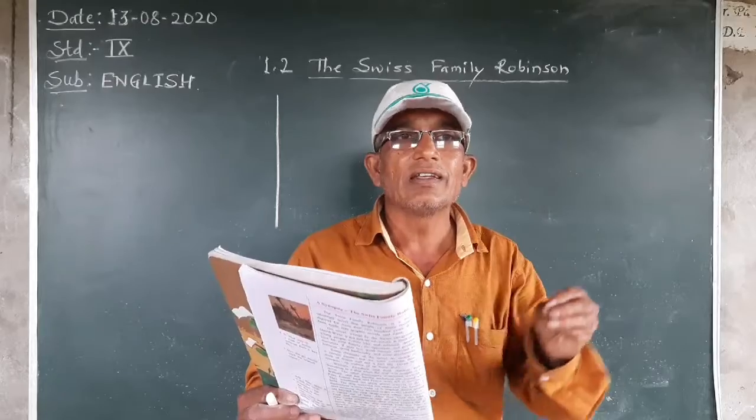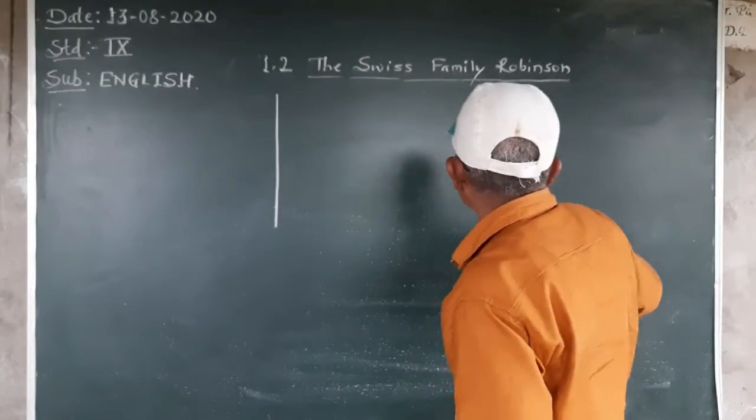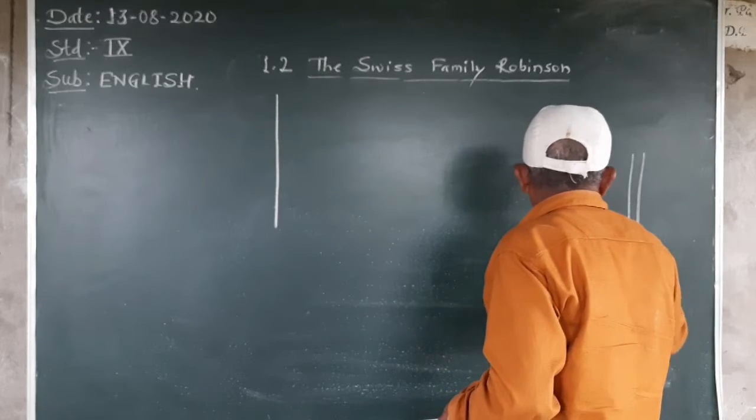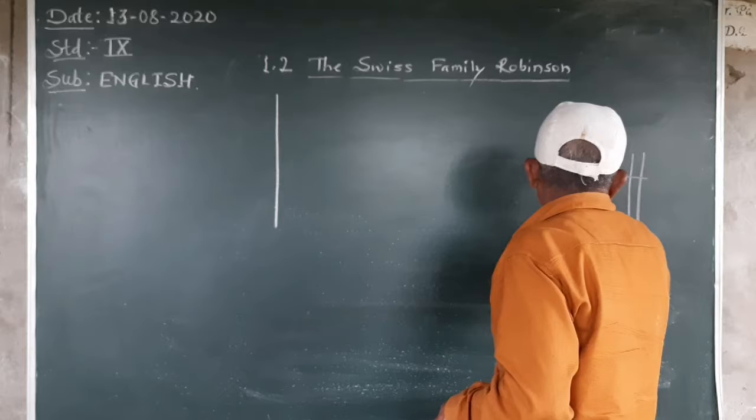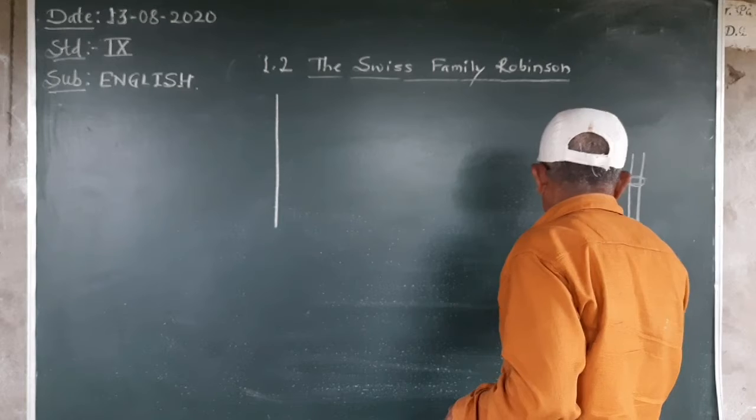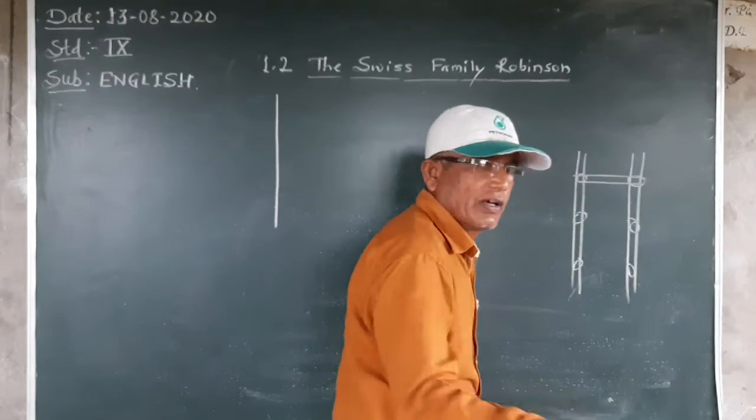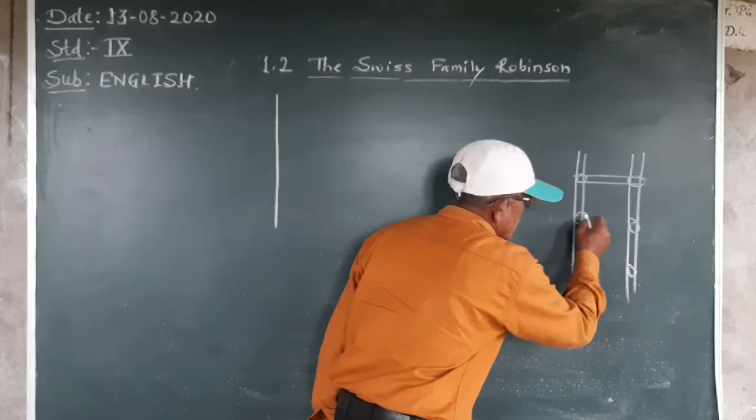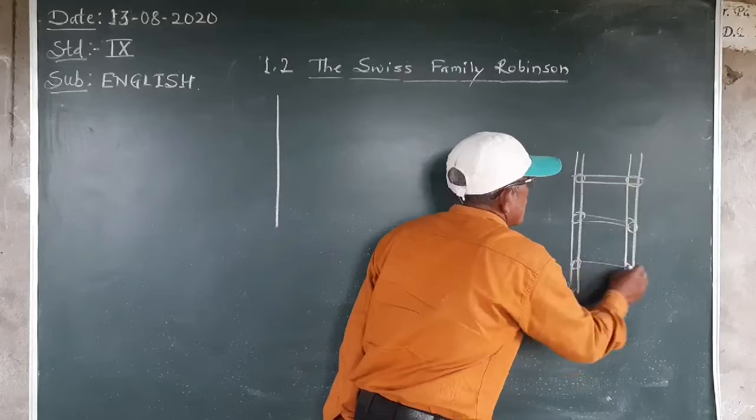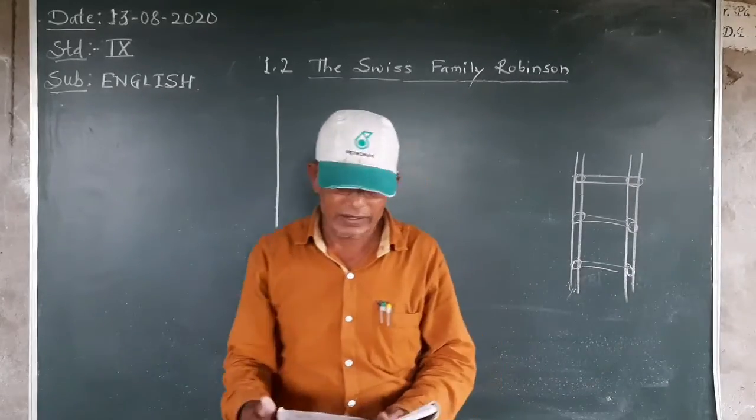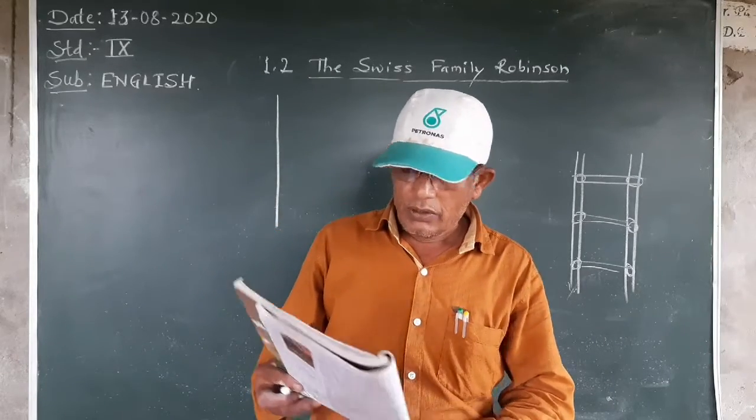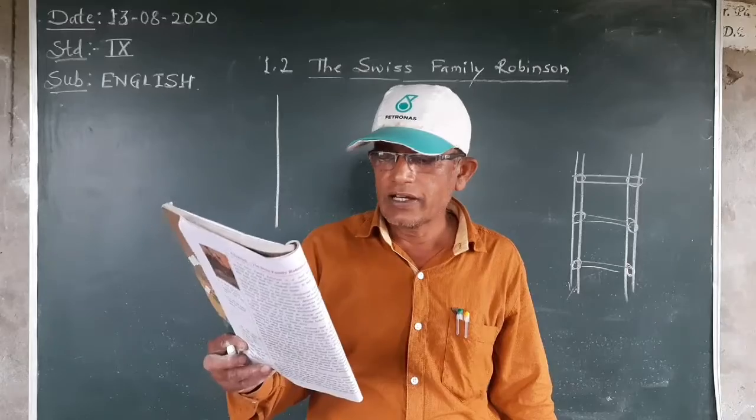Thus they created their ladder. It means they created one ladder using the rope. First of all, after some certain intervals, they put knots on that rope, and they put small pieces of bamboo and made a ladder. Thus they created their ladder.